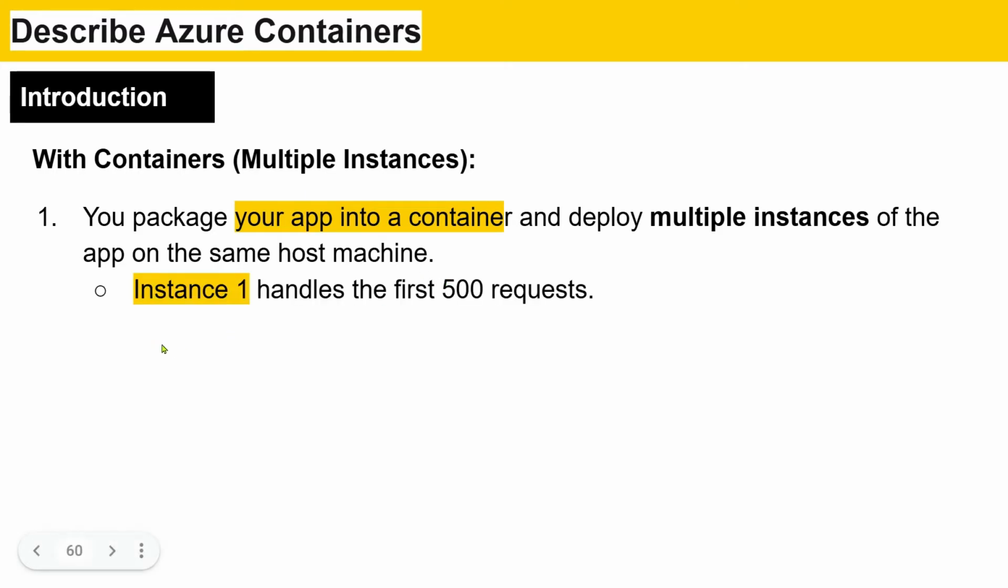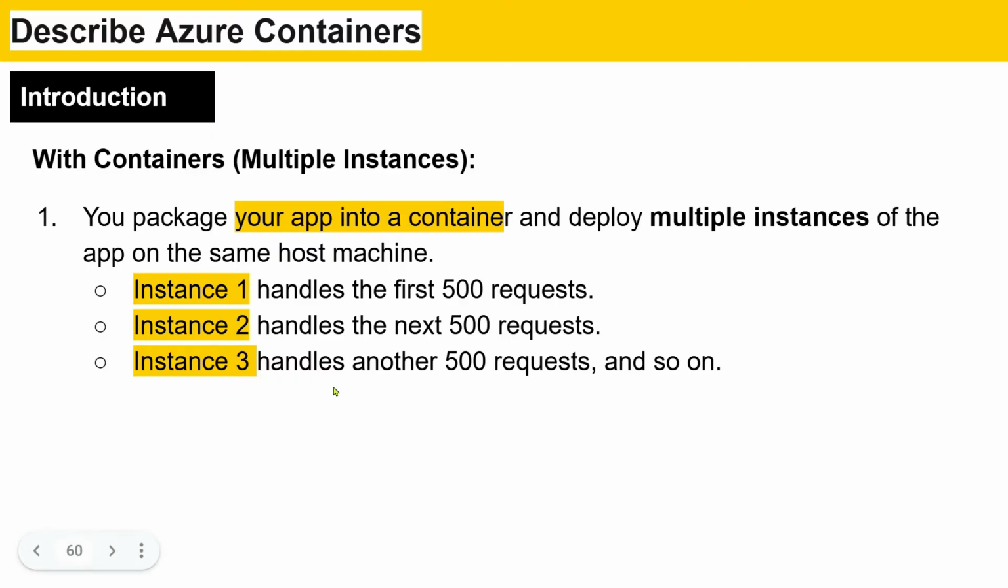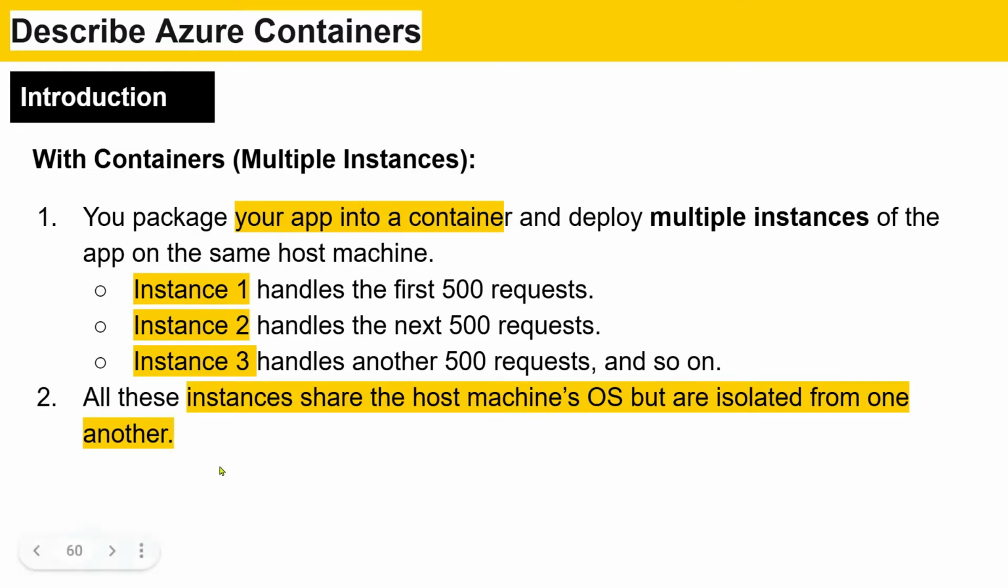So how it works, instance 1 handles the first 500 requests, for example. Instance 2 handles the next 500 requests. Instance 3 handles another 500 requests, and so on. So now what is happening with containers, right? All these instances share the host machine OS. Now that is the beauty.